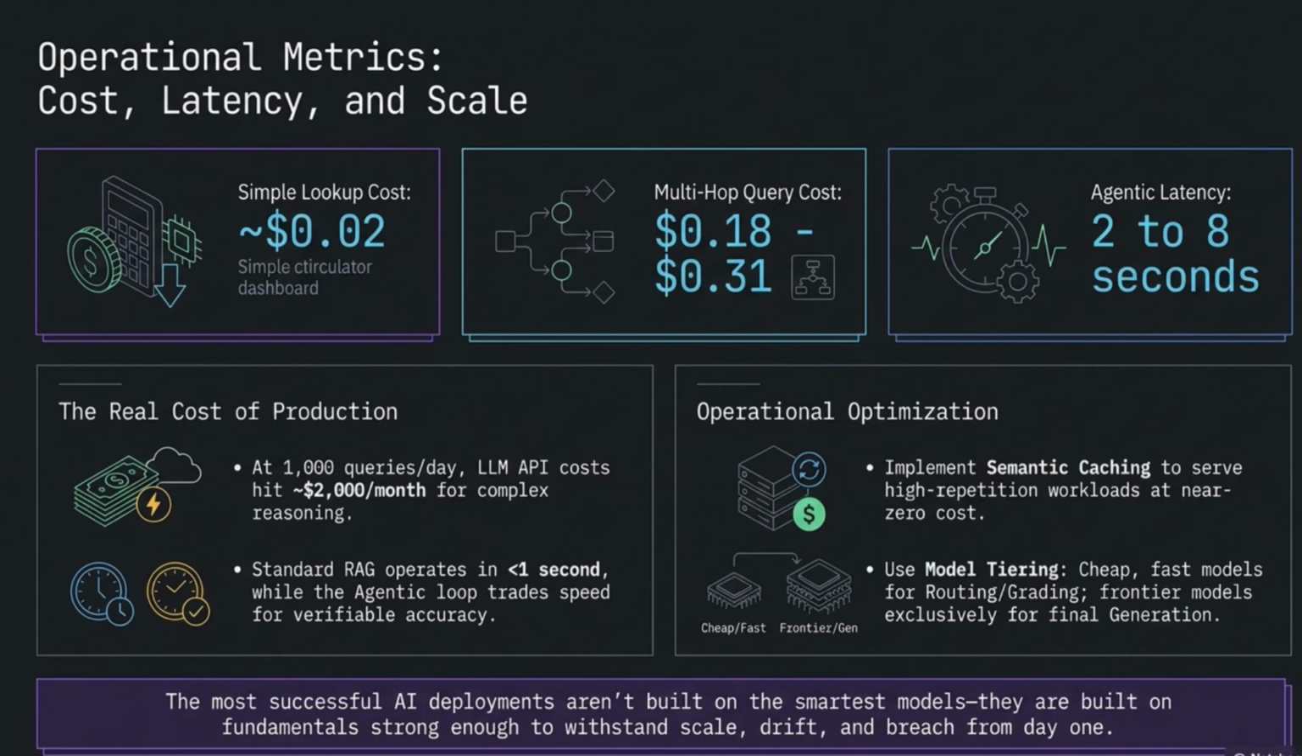Optimize operations. Implement semantic caching for high-repetition workloads, reducing costs to near zero. Standard RAG operates in under a second, while the agentic loop trades speed for accuracy. Use model tiering: fast, cheap models for routing and grading, and frontier models for final generation. The most successful AI deployments are built on strong fundamentals that withstand scale, drift, and breach from day one.